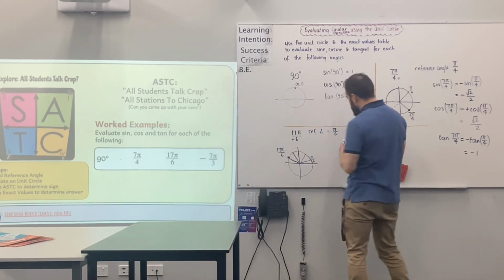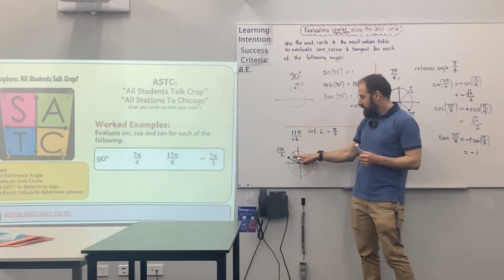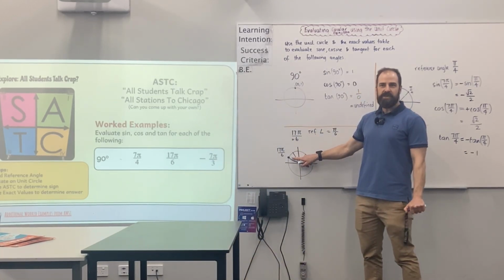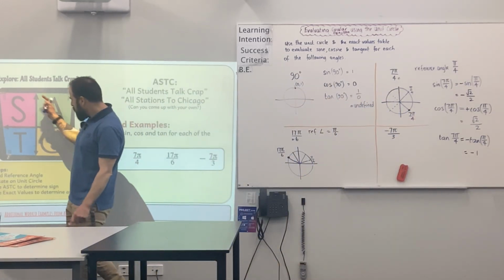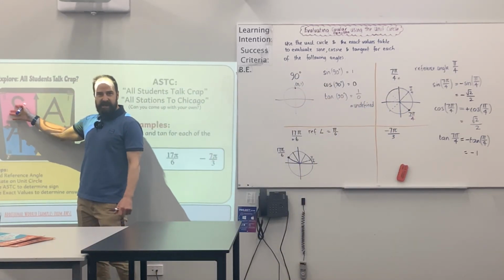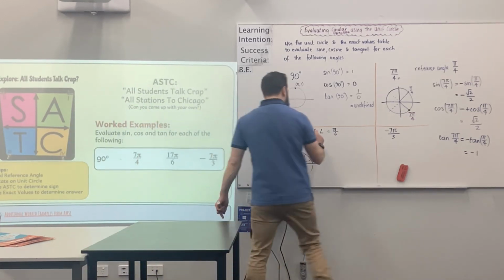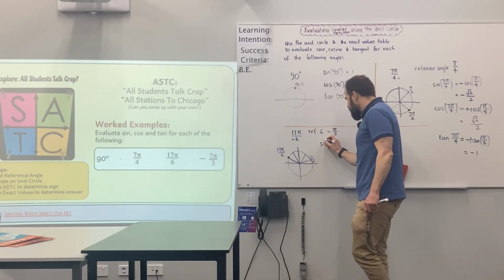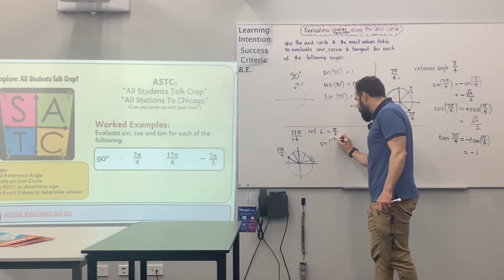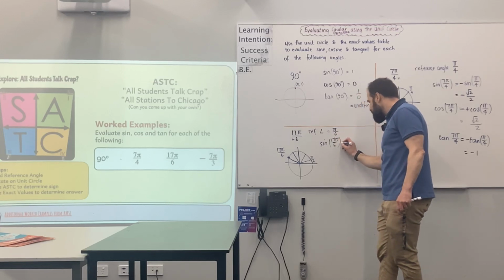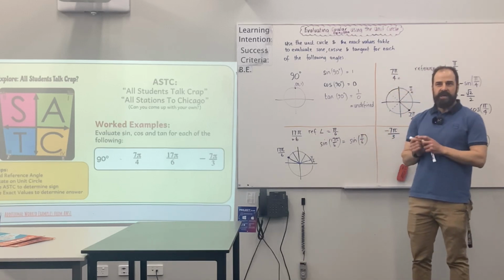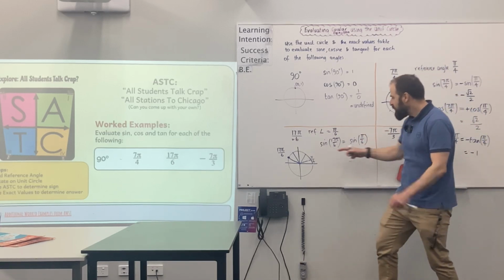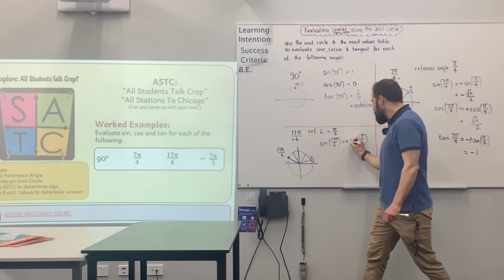Which quadrant is it in? It is not in the first quadrant. It's in the second quadrant. So, all students talk crap. Sine is the only one that's positive. So I'm going to say sine of 17 pi over 6 has something to do with sine of 1 pi on 6. What has it got to do with 1 pi on 6? In this quadrant, sine will be positive.